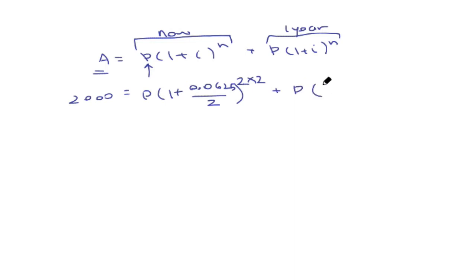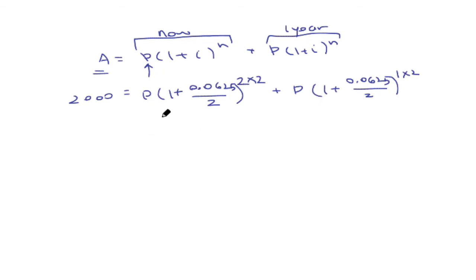Again, we have P(1 + the same thing, 0.0625 divided by 2). And this is 1 year from now, so it's only going to be deposited for 1 year. We have to again multiply this by 2 since it's compounded semi-annually.